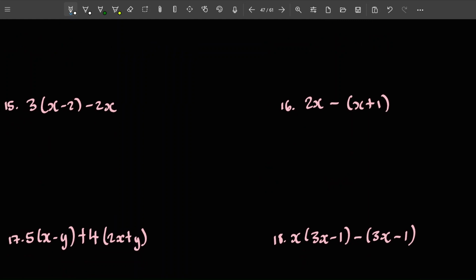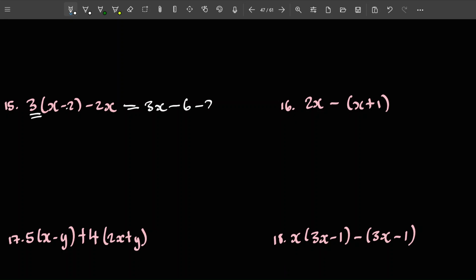Let's go to number 15. I mean, more examples. Remember, it's a continuation from the previous video. Now we have 3 multiplying x minus 2, and then you subtract 2x. Okay, so distributive law says this term that's just outside is the one that's going to multiply everything inside. 3 by x, 3x. 3 by negative 2, signs are different. My answer is negative. 3 by 2 is 6.